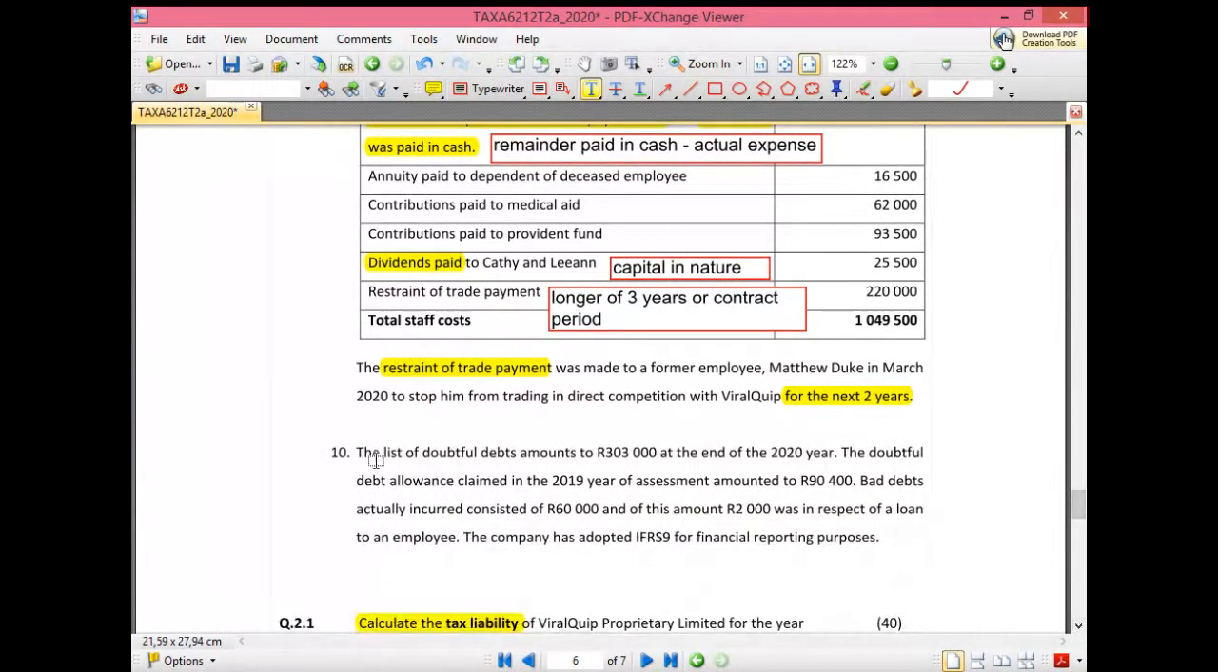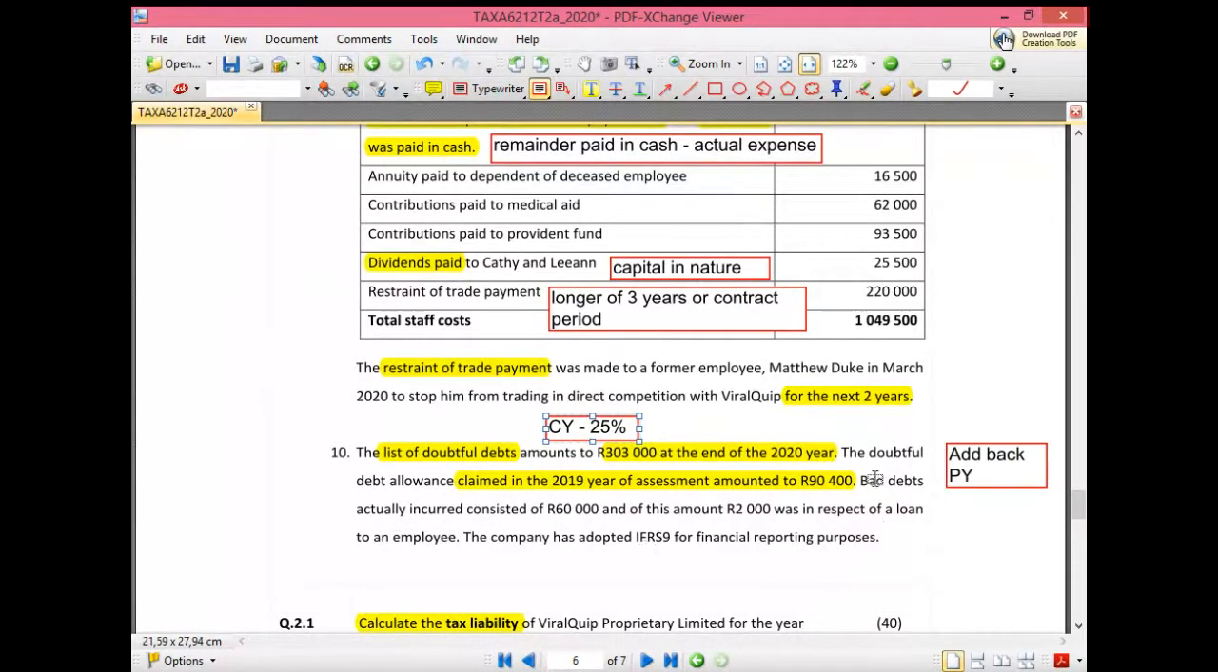Then the doubtful debts amount, the list of doubtful debts for 2020 was 303,000, and the allowance claimed in 2019 year of assessment was 90,400. Now remember, we add back the prior year amount and then we calculate the current year. So the current year you would have calculated using 25% based on the information.